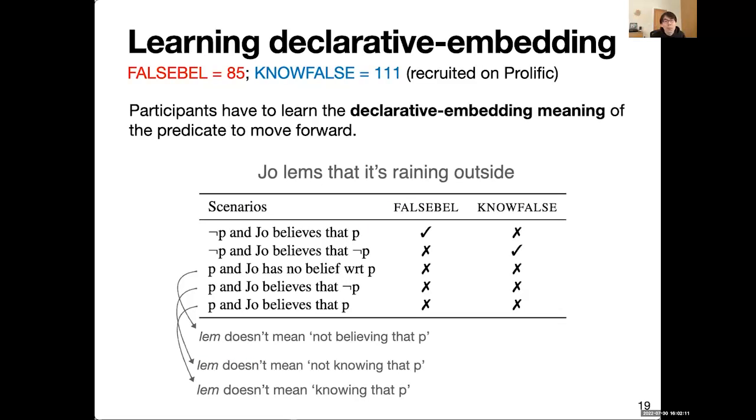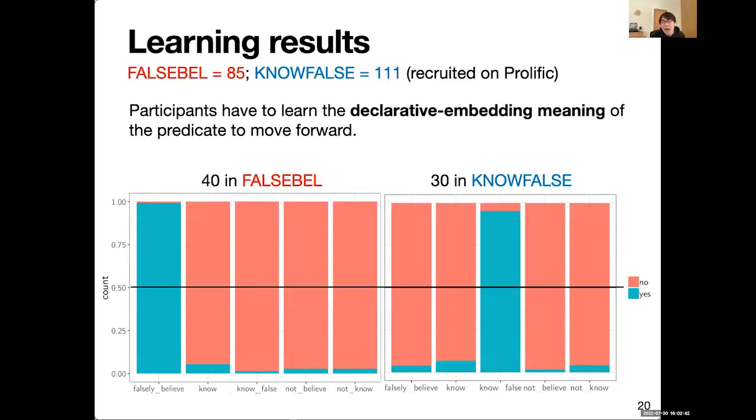But what does it mean for a participant to successfully learn the declarative embedding meaning? In the training phase, we exposed participants to scenarios where the sentence is a good description and those where the sentence is not a good description. They had to make truth value judgments on these scenarios, to which we provided feedback. Only participants who achieved a mean accuracy of at least 66% on each type of scenario in the training were included in the analysis. So after this exclusion, we had 40 participants for false-bell and 30 participants for no-false.